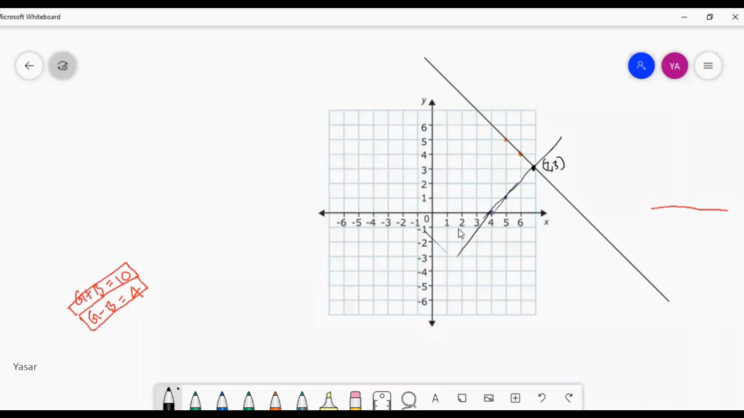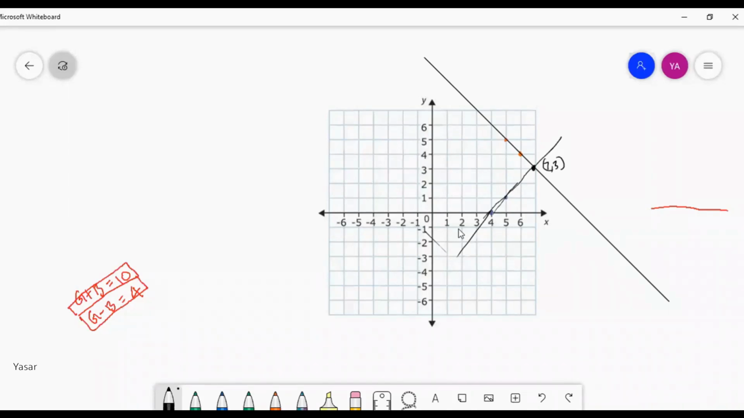It's a common solution. So 7, 3 is the solution for this pair of linear equations. Using the graphical method, we calculated the solution, that is 7, 3. This is consistent, because the graphs intersect. The pair of linear equations is consistent, and 7, 3 is the unique solution.